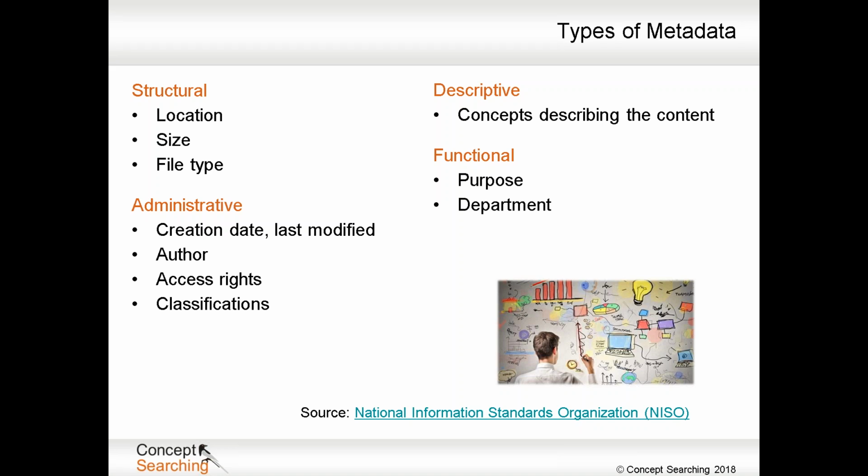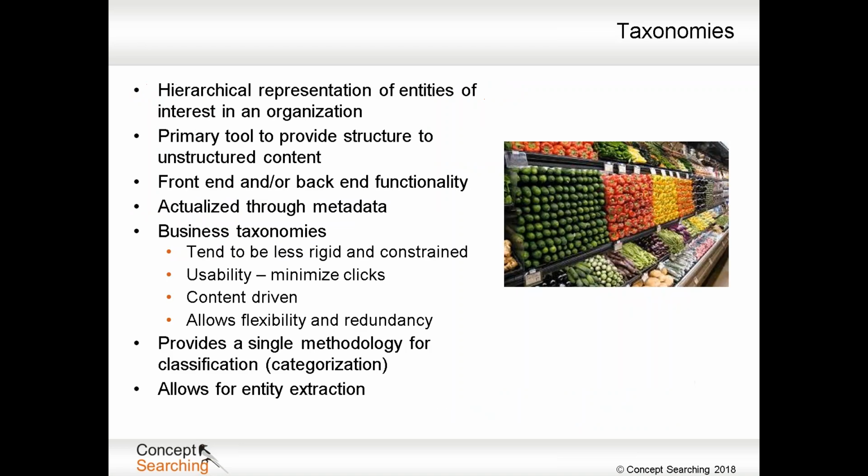And then there's functional metadata. So the purpose of this document. Why did we make it? What department does it live in? These kinds of things. And that's how we build out our taxonomies, based on a hierarchical representation of all of the things that are interesting for our organization. Not because of the information we already have or the information we could have, but what information is going to be of business value to us.